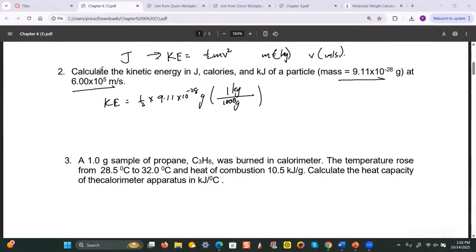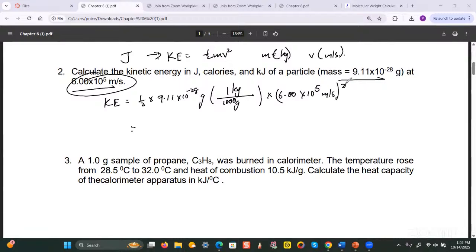And then you multiply by the velocity squared, which is 6.00 meters per second, and then all of that squared. And then we do the number crunching, so I'm going to work out the squared part first. Oh, I forgot. I made a mistake here. This should be 6.00 times 10 to the 5 meters per second. And then that is squared.